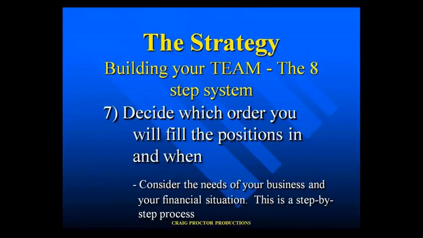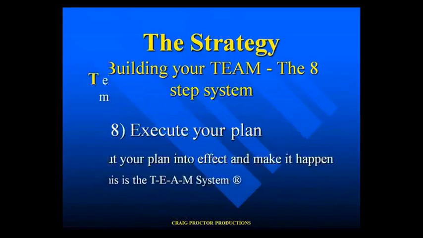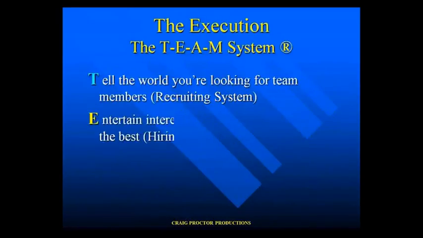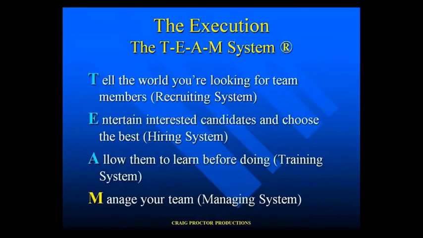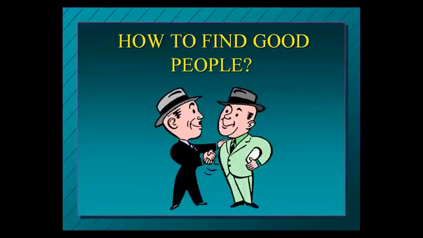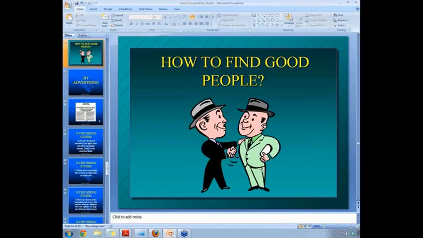Number 7, decide which order you're going to fill the positions in. Okay, consider the needs of your business. So I'm suggesting admin person first, then a buyer's agent, and then execute the plan. I like all these acronyms. We did this at the conference. How do you find good people? Well, you need to advertise for them. That's how you're going to find good people.